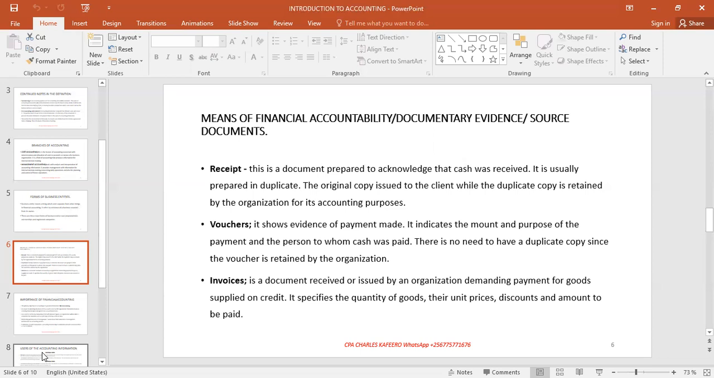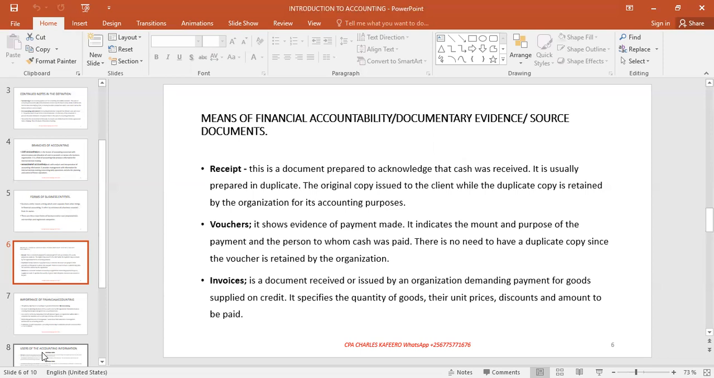Allow me to proceed to the other source document, which is an invoice. An invoice is a document received or issued by an organization demanding payment for goods supplied on credit. As I said, if you don't pay by cash, we expect you to come with an invoice if you have purchased goods. It specifies the quantity of goods, the units, that is the unit price, the discounts, if any.